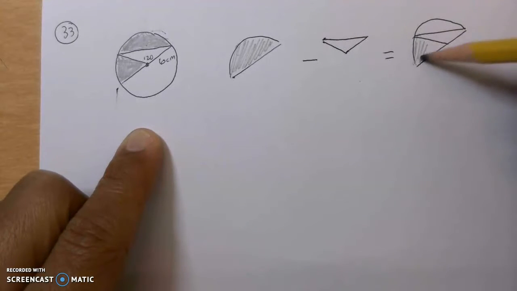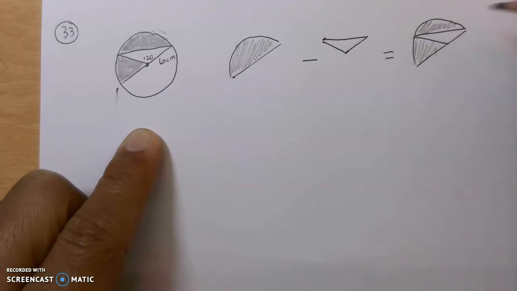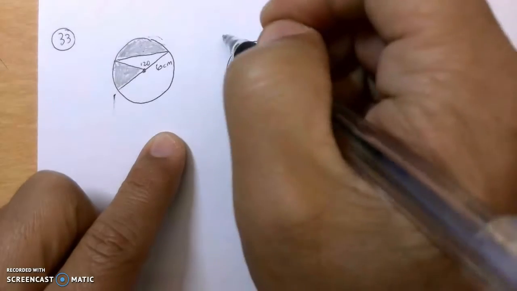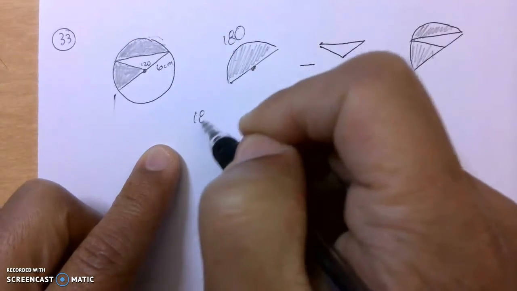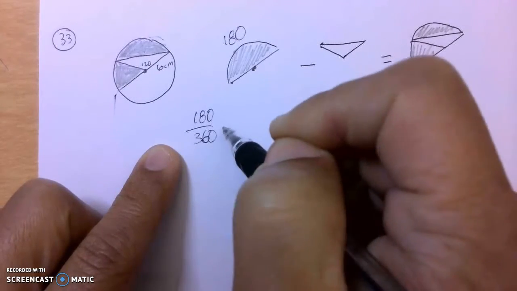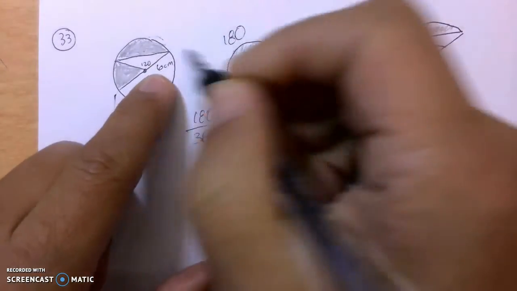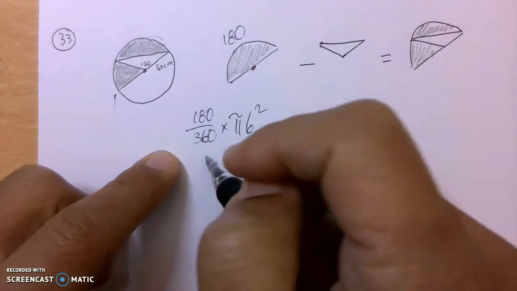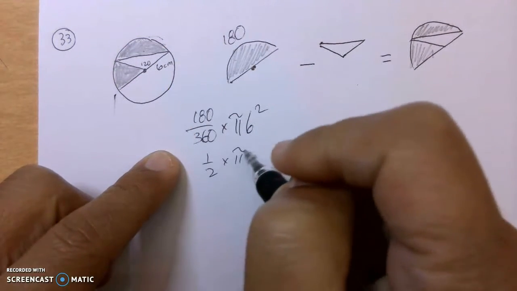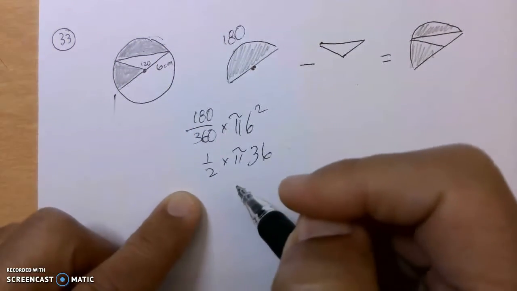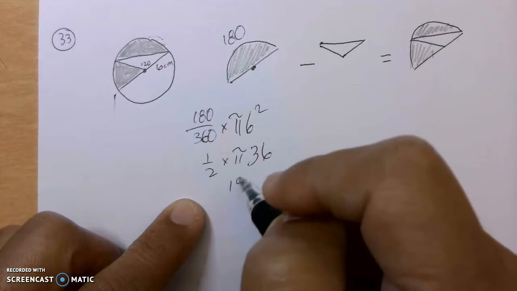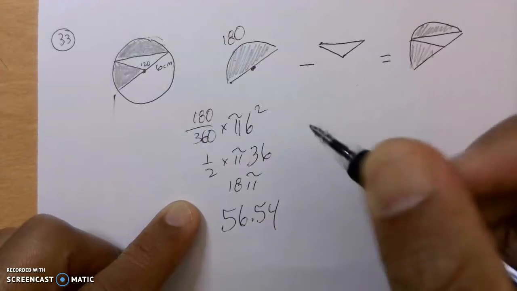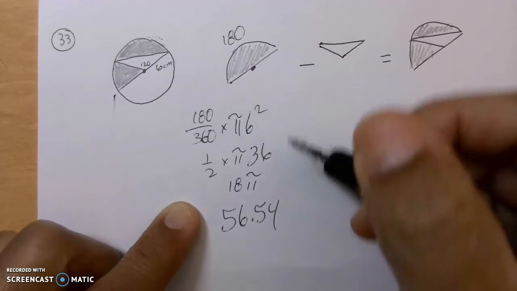So then you're left with the shaded part, the half a circle minus the triangle. So half a circle, of course, is 180 degrees. You can put this 180 over 360, multiply it by the area of a circle. The radius is 6, so pi times 6 squared. 1/2 times pi, 6 times 6 is 36. This, of course, is 18 pi, which is approximately 56.54. So if everything was shaded, 56.54.